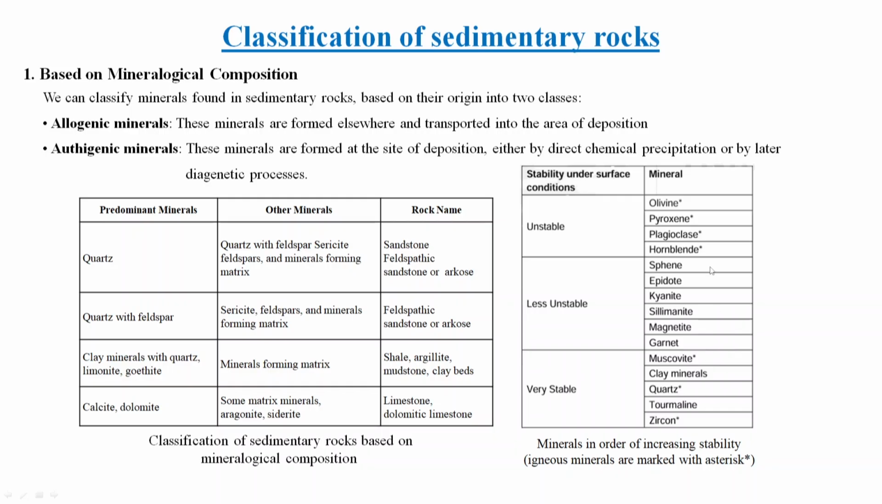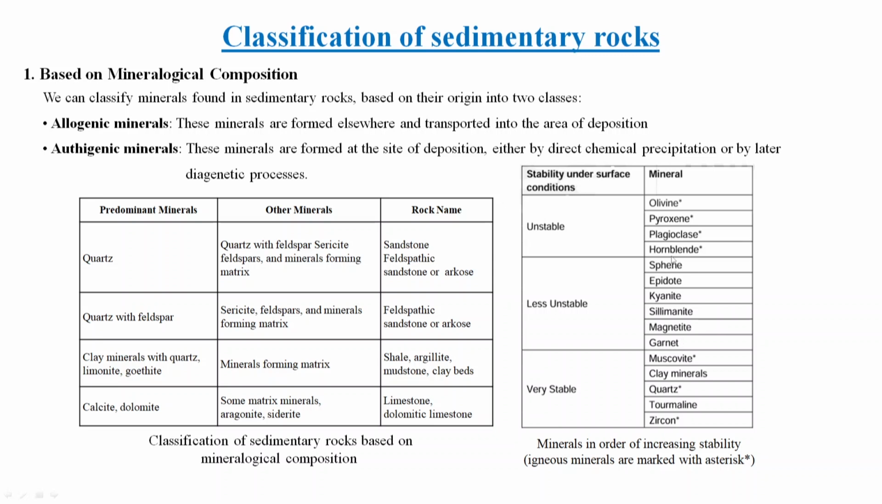So your olivine, pyroxene, plagioclase and hornblende, these are the least stable minerals, and the most stable minerals are your muscovite, clay minerals, quartz, tourmaline, zircon. So again, quartz, muscovite, you can remember that they were crystallizing at the last stage or in the later stage, if I simply relate it with the order of crystallization of the igneous minerals or the silicate minerals in igneous rocks.